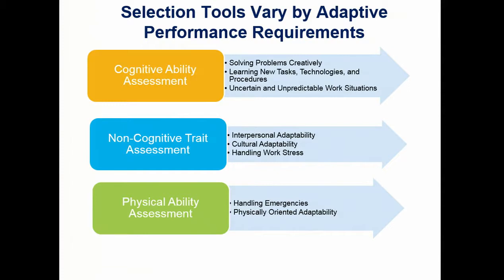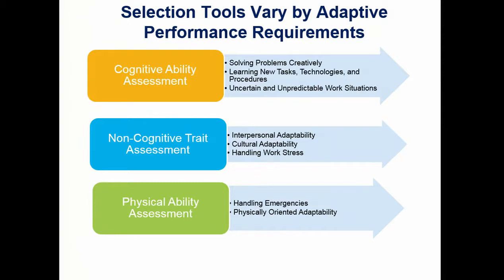In terms of how that translates to the types of assessment and selection tools, these are conceptually linked. So when we look at different types of adaptive performance requirements, things like creative problem solving or learning new tasks or dealing with unpredictable situations, those tend to call more on cognitive abilities, or the extent to which you can problem solve, reason, apply logic in correct ways. So things like cognitive ability assessments tend to be good predictors of those types of adaptive requirements.